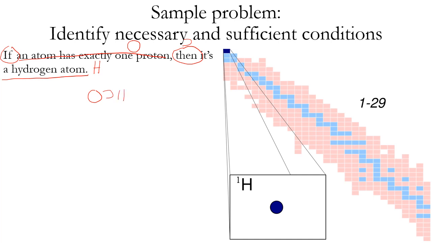And in terms of necessary and sufficient conditions, the if clause is the one that's going to be the sufficient condition for the other statement. So in this case, we would say having exactly one proton is a sufficient condition for an atom being hydrogen. And being hydrogen is a necessary condition for having exactly one proton. That's the logical idea that's expressed by this particular statement. So as a reminder, whatever the if clause is, that's going to be the sufficient condition. Whatever the then clause or consequent is, that will be the necessary condition.